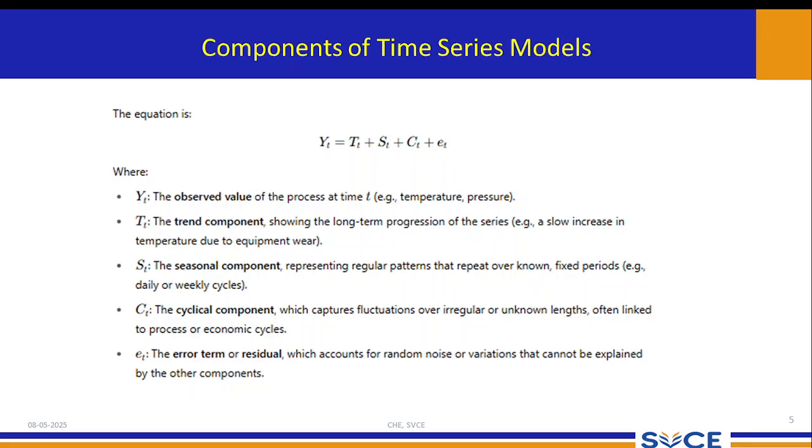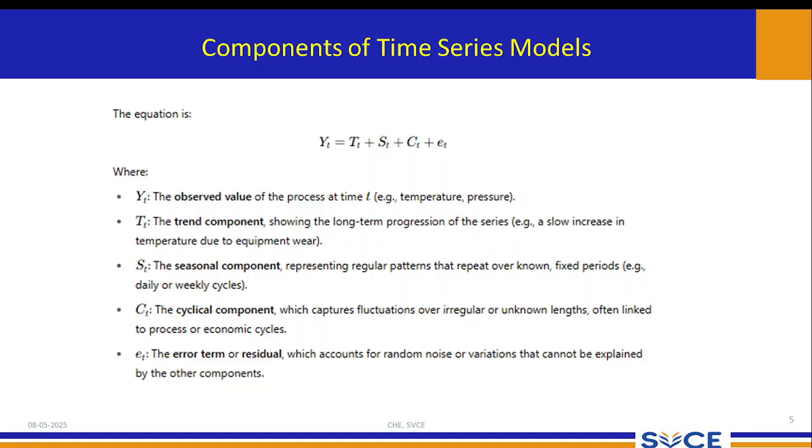T_t is the trend component showing the long term progression of the series. For example, a slow increase in temperature due to equipment wear. The trend component shows an increasing trend, but a very slow progression, a slow increase in the temperature due to equipment wear.